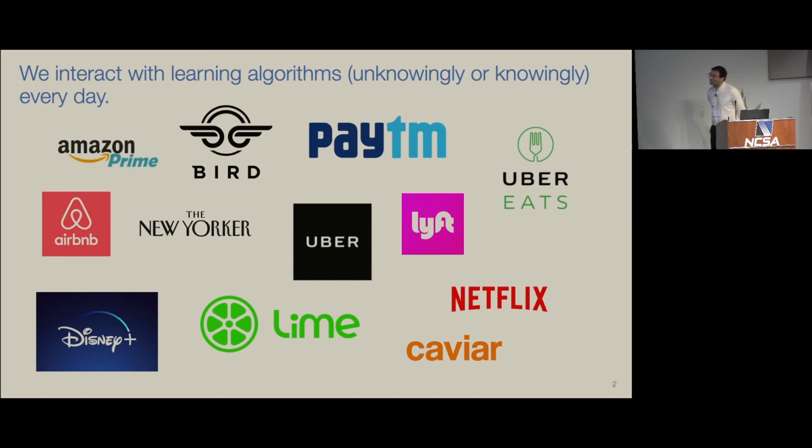I'm going to start with a very obvious observation: we're increasingly interacting with learning algorithms, unknowingly or knowingly, every single day. When we're ordering something on Uber Eats, reading the caption on the New Yorker cartoon, or even ordering something on Amazon, there's some form of data-driven algorithm running in the background of all of those processes. I think this just goes to show how these algorithms have been deployed across everyday life.